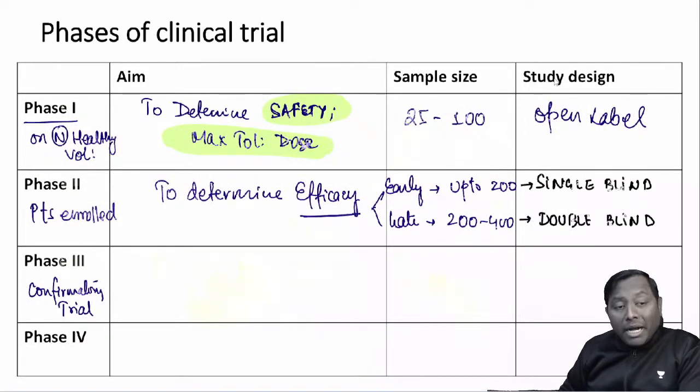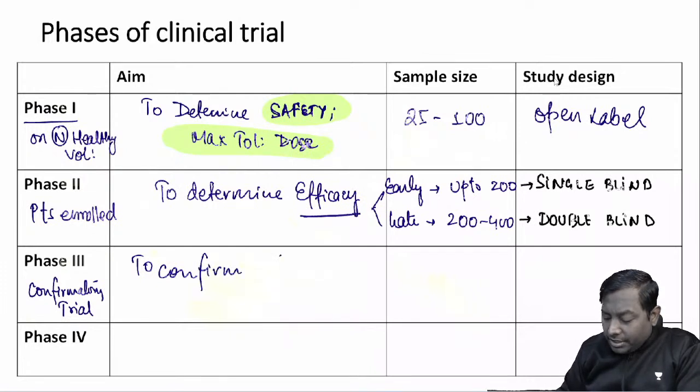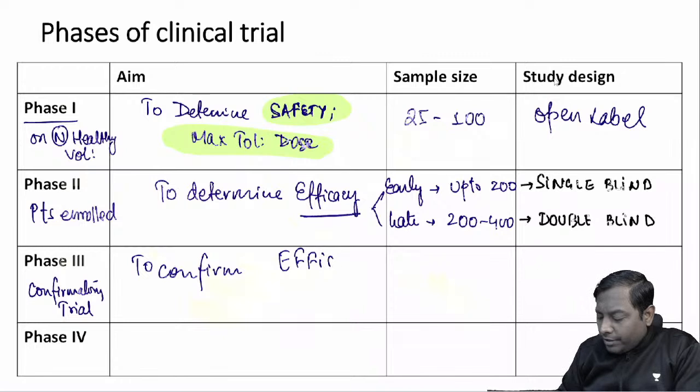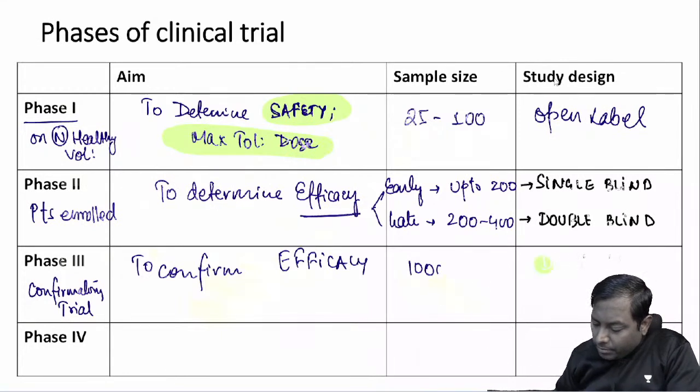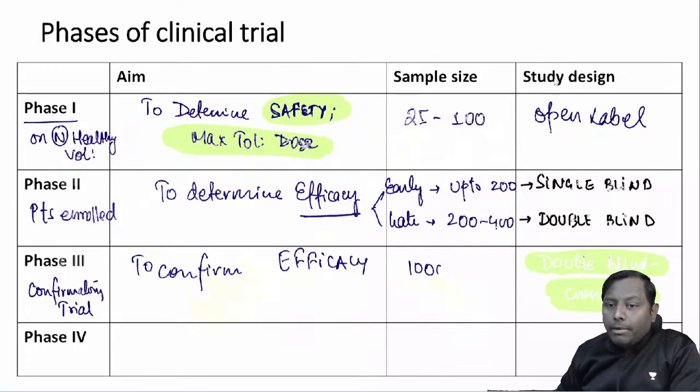It will also be a multi-centric trial. Since its other name is confirmatory trial, the aim is to confirm the efficacy of a drug, and the sample size will be somewhere between 1000 to 5000. On average, I'll be taking around 3000, and this is going to be a double blind crossover study. That means after half of the study, you are going to switch the population. So this will be double blind crossover.